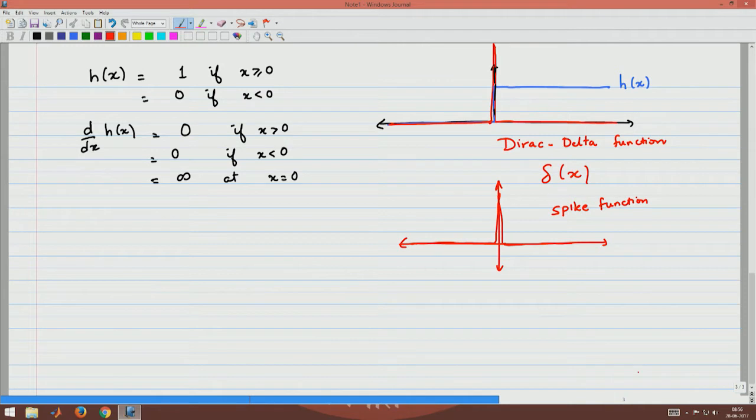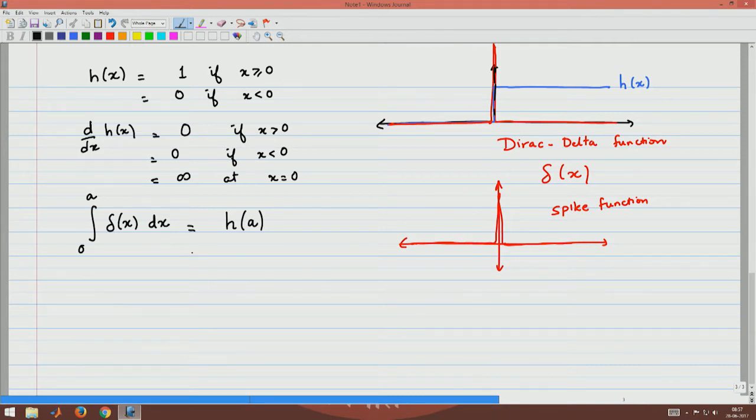Now what is the feature of this delta function? Suppose you integrate over the delta function. Integration is the opposite of differentiation. So if you integrate delta of x dx from, let us say, 0 to a, what you will get is exactly h of a.